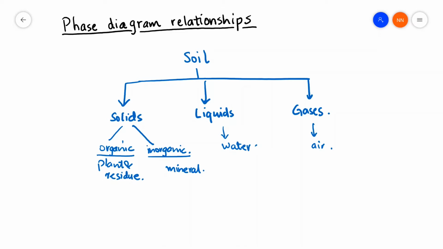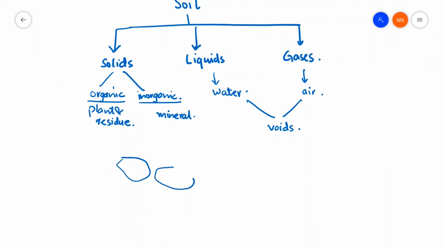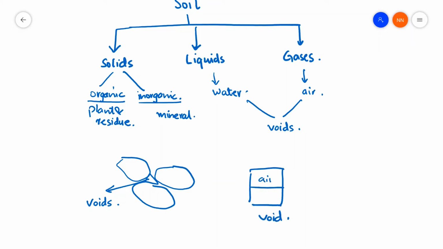The liquid component of soil is mostly water, and these liquids and gases occupy what are known as voids. If we imagine grains of soil, there's always some space left between these grains, and these are called voids. This void can be occupied by either air or water. If the void is completely filled with water, we call it saturated. And if it's completely empty, meaning there's no water, then the soil is called dry.